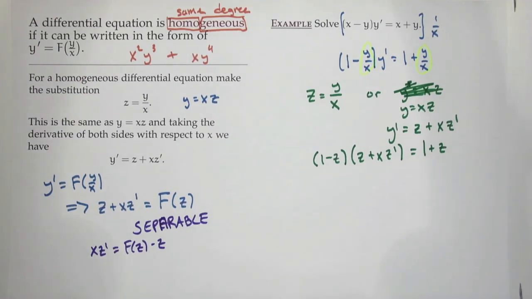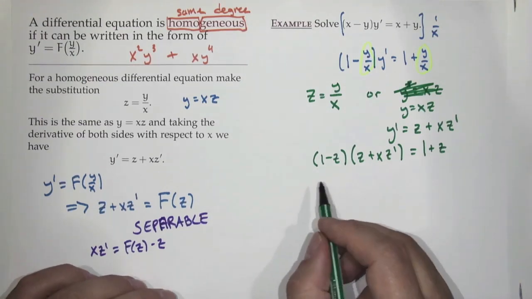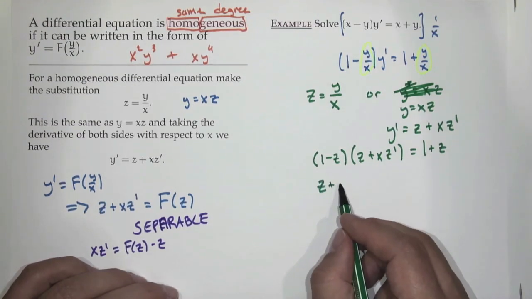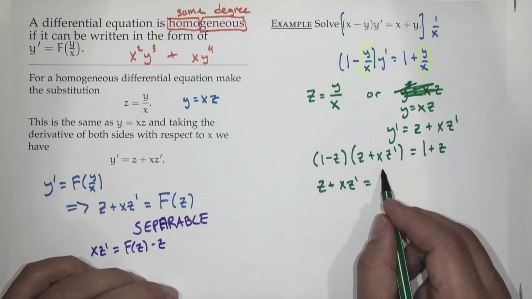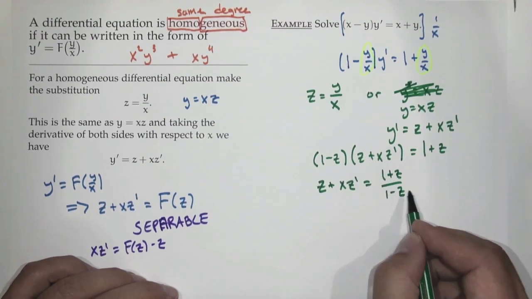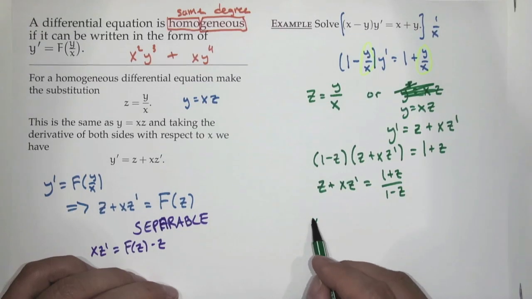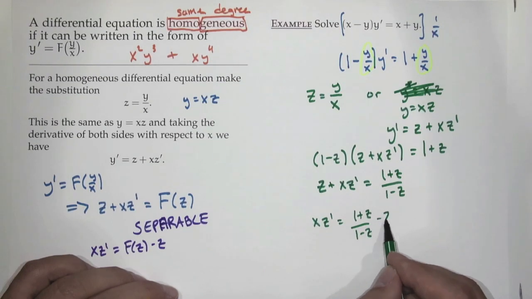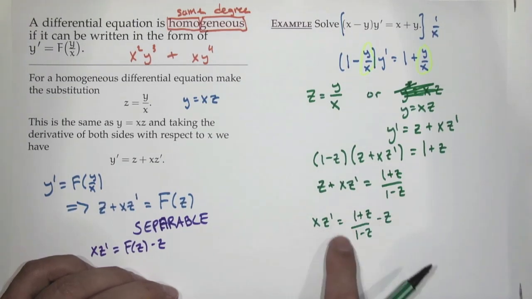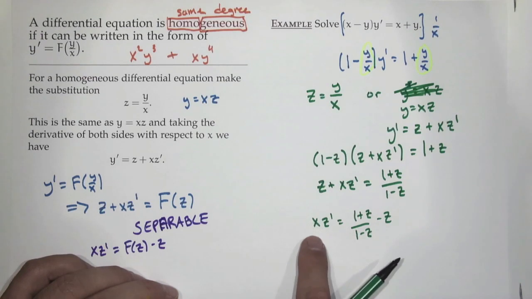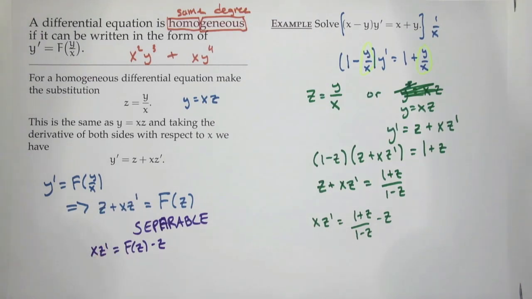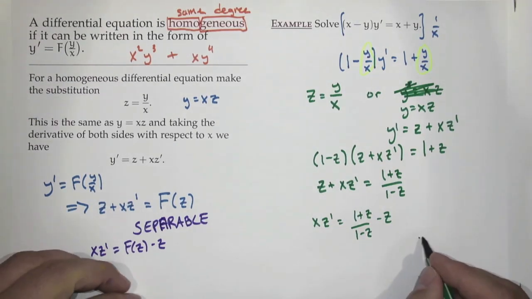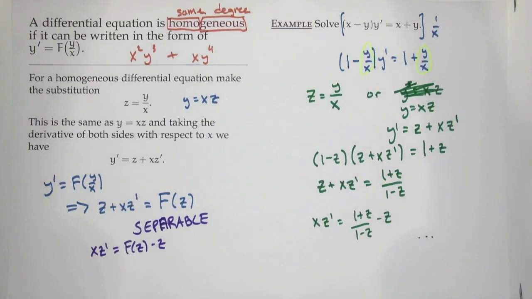There's a couple of steps you'd have to do. You would divide by 1 minus z. So you get z plus x z prime is 1 plus z over 1 minus z. Then you can subtract the z, so you get x z prime is 1 plus z over 1 minus z minus z. And then you say, okay, I have only z here. You divide that across, move the x across, you're separable, and off you go. Off to the races. But like I said, only if we have time will we come back and try these.